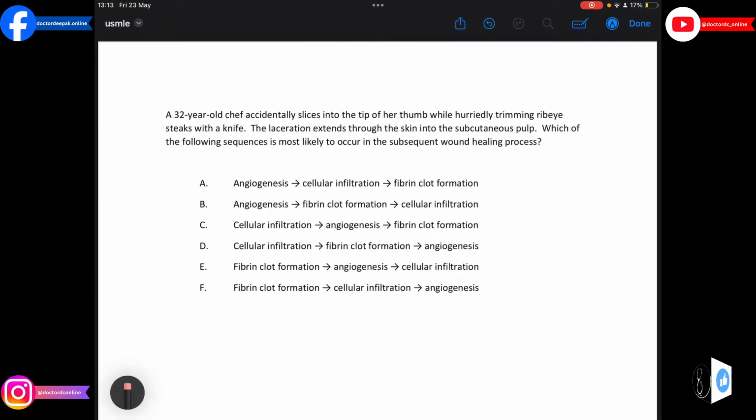Hello, good evening everyone. Today we are going to start USMLE practice questions, related to our previous topics regarding general pathology, growth adaptations, and cell injury.